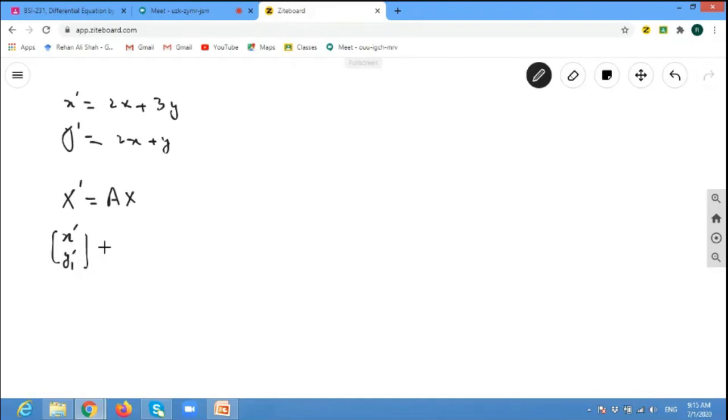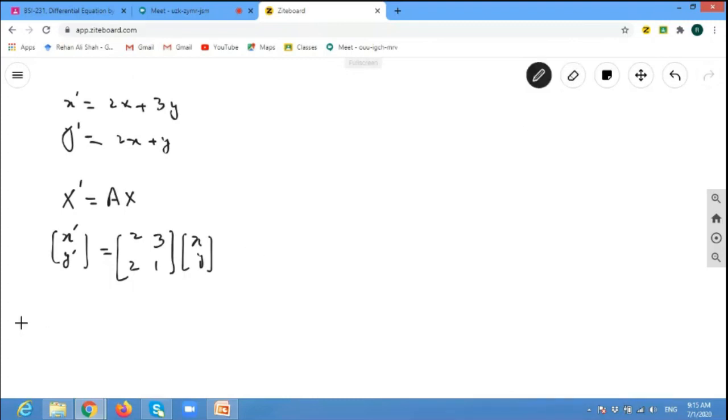This is equal to a. What is a? a is 2, 3 into 2, 1. What is x? Capital X is actually x and y. So this is the system.